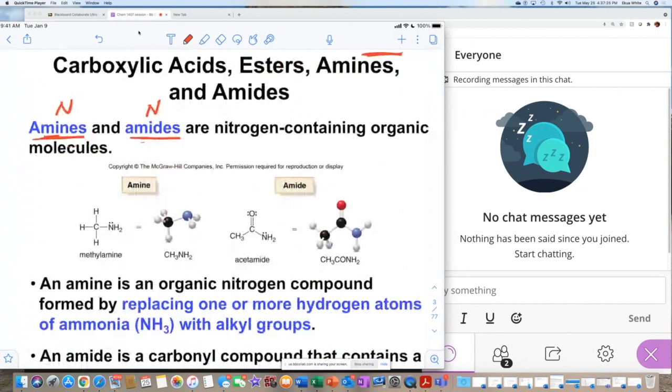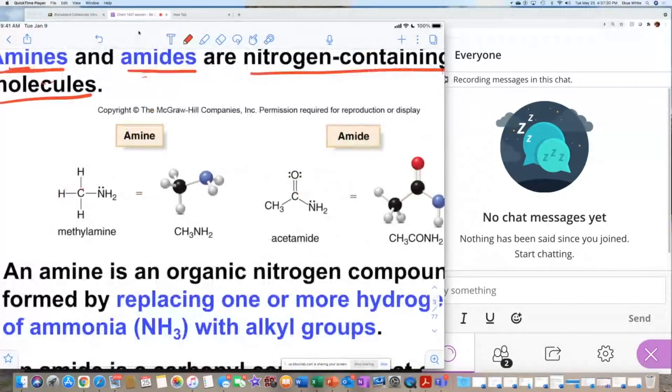So how are they different? These are nitrogen containing organic molecules. On the left, you have the carbon attached to a nitrogen. So this one here is just a regular amine.